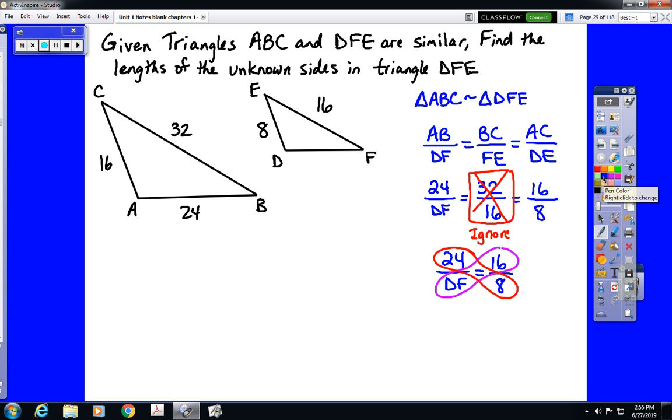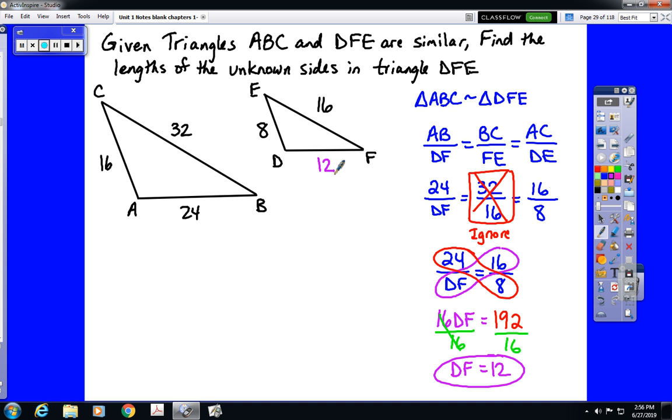Okay, so when we cross multiply, we get 16 DF equals 24 times 8, which is 192. And then we're going to solve that by dividing each side by 16, which gives us the side length DF is 12 units. That is, by the way, the only unknown side in triangle DFE. It's 12 units. And that answers the problem.